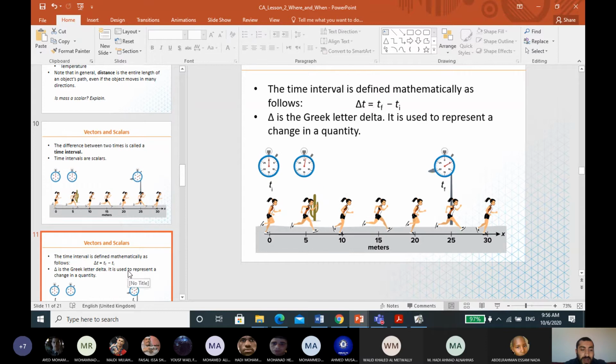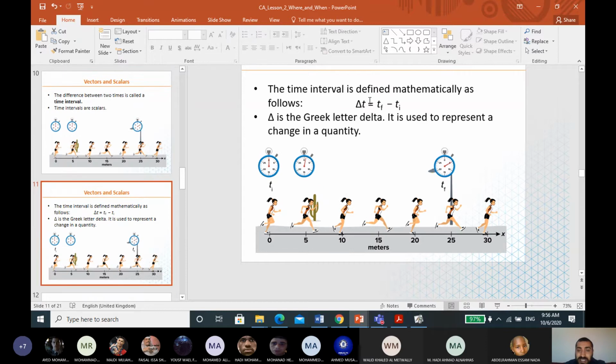Okay, so how can I calculate the delta t? Delta t will be equal to t final minus t initial. The t final is the final time that I reach here. For example, I reach 25 meters at 5 seconds. Then t final will be 5 seconds. I start my journey or my race at time t equal 0 seconds. So t initial will be equal to 0 seconds.